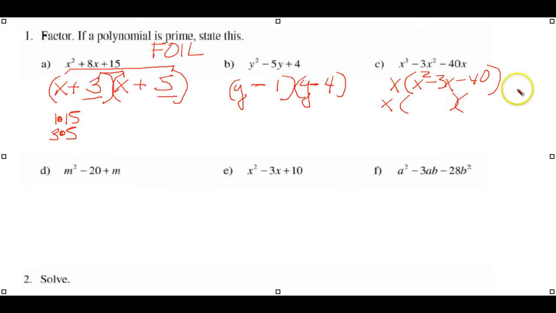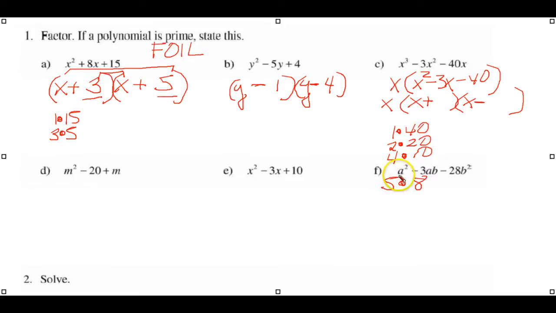So we put two sets of parentheses, x and an x. Now interestingly, this is a negative 40. So one of these has to be positive and one of these has to be negative. And when we add up these factors, it adds up to a negative 3. So factors of 40 are 1 and 40, 2 and 20, 4 and 10, 5 and 8.